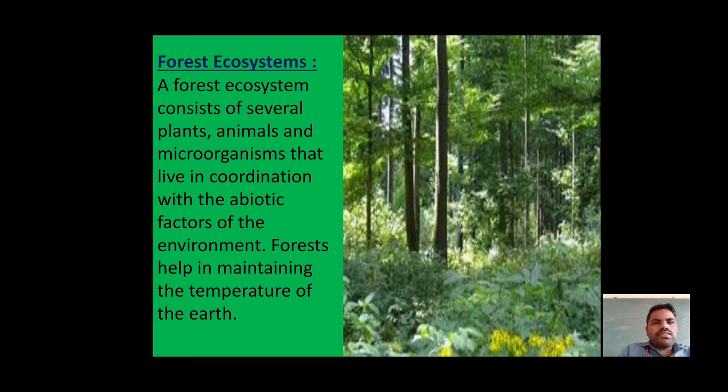In the forest we can see animals, microorganisms and plants. These animals interact with each other and also with the abiotic components, and adjust to the forest environment; that we call the forest ecosystem. The forest ecosystem helps in maintaining the temperature of the earth. If we plant more trees and have a good forest, the places with more plants will get good rain.